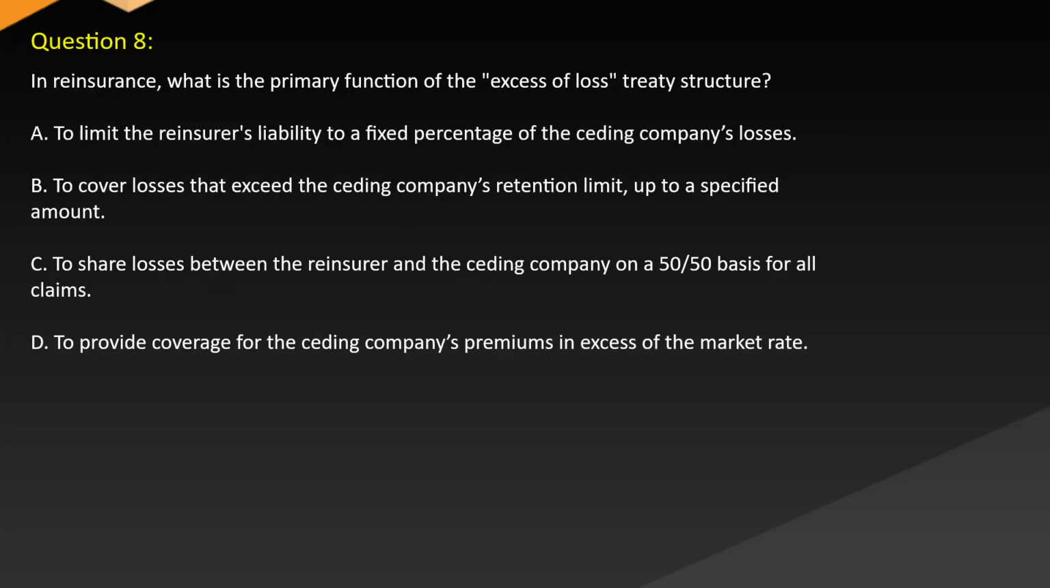Question 8. In reinsurance, what is the primary function of the excess of loss treaty structure? A. To limit the reinsurer's liability to a fixed percentage of the ceding company's losses. B. To cover losses that exceed the ceding company's retention limit up to a specified amount. C. To share losses between the reinsurer and the ceding company on a 50-50 basis for all claims. D. To provide coverage for the ceding company's premiums in excess of the market rate.